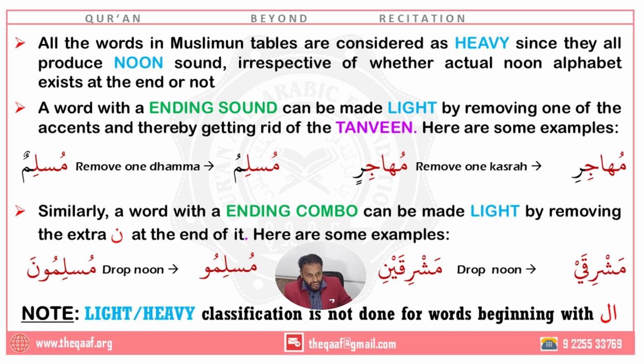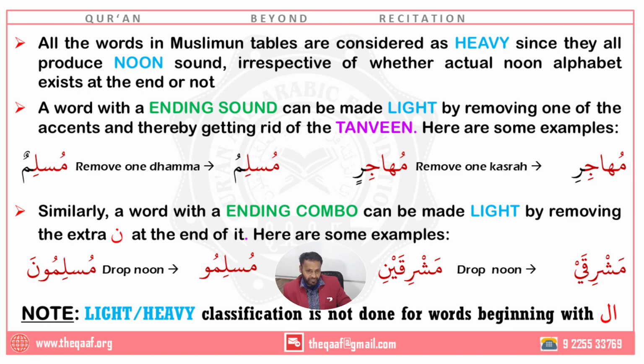Okay? For example, Mashrikina. Okay, the problem is with the noon. Just drop the noon, only noon. And what do you get? Mashriki. The ya is there. That ya tells you, hey, I am plural. Oh, sorry, this is Mashrikaini. Mashrikaini, it is dual. So Mashrikai is the light form of it. That ya will remind you that this is not singular, this is dual.